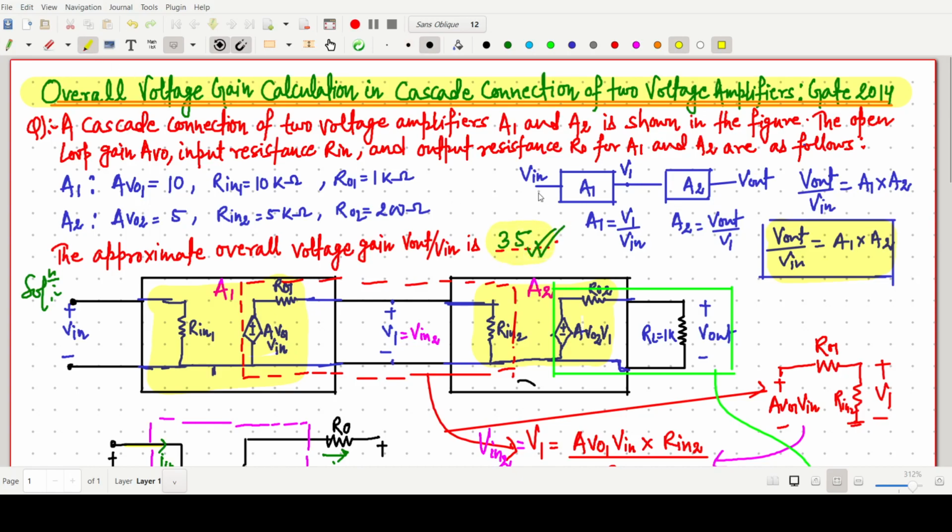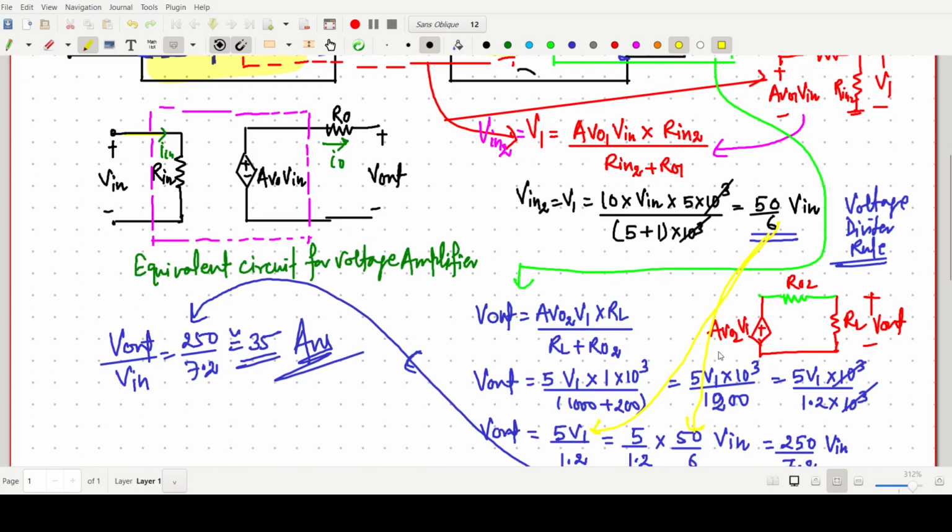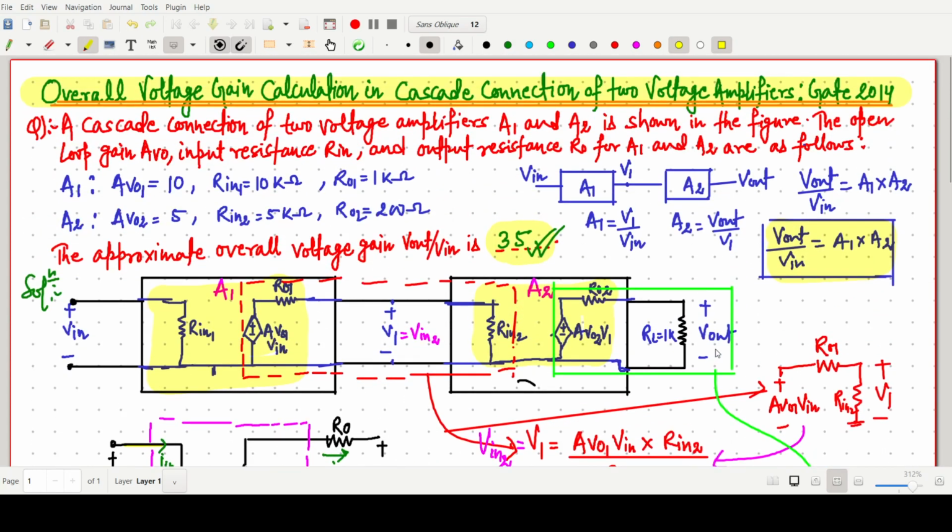So better to know this cascade connection gain, and if it is a voltage amplifier, we have to know the equivalent circuitry of the voltage amplifier. It may come as a current amplifier, transconductance, and transresistance, anything. So you have to know some basic concepts, and by applying the simple voltage division rule, we can easily find the approximate overall gain of a two cascaded amplifier. So this is all about this question.